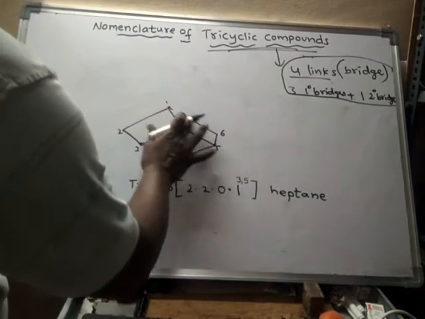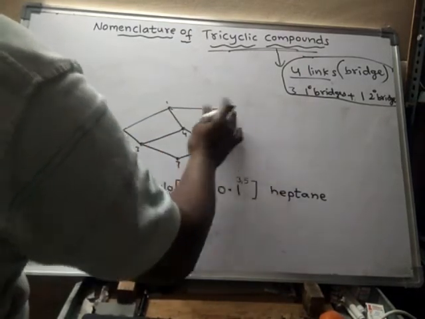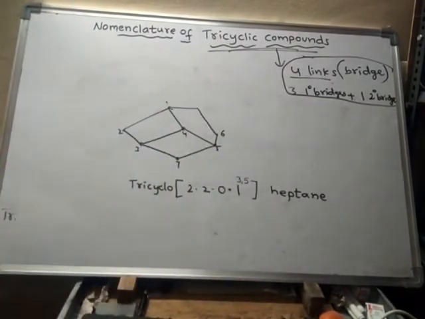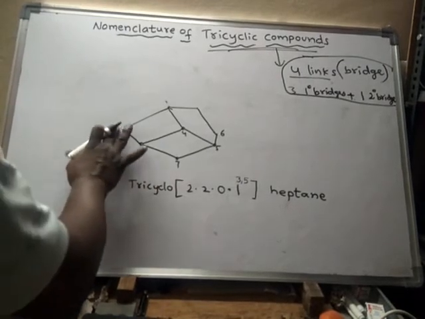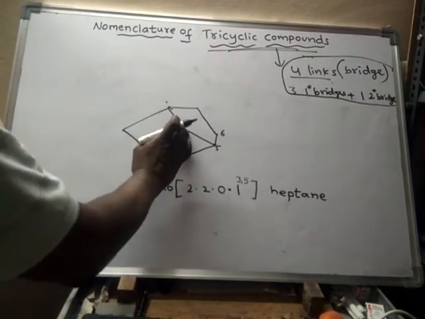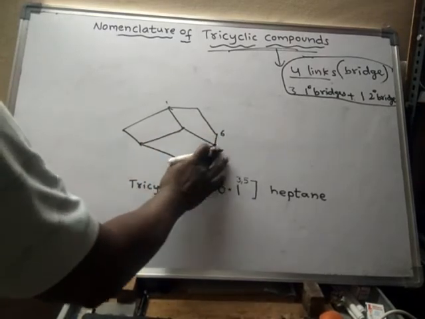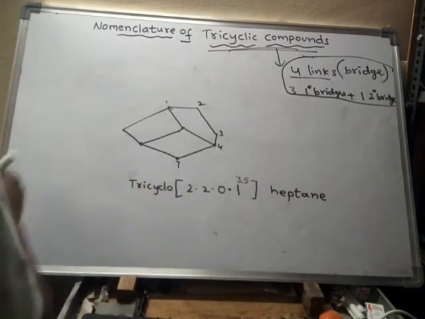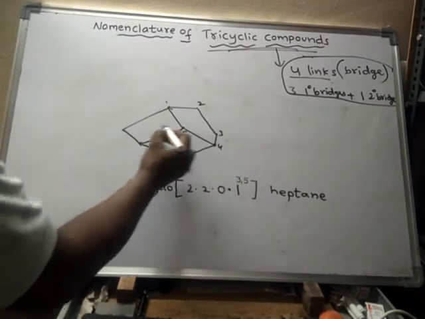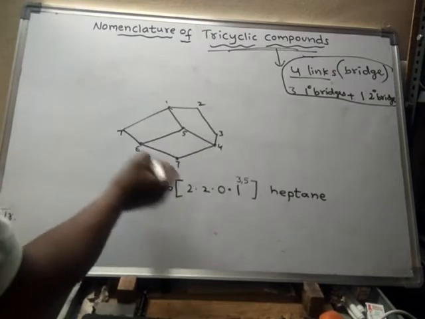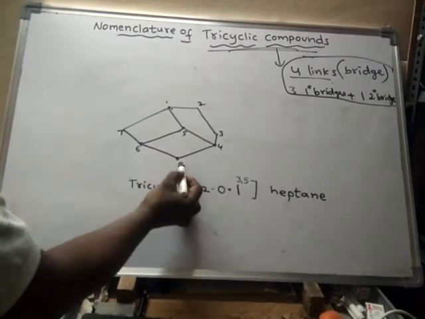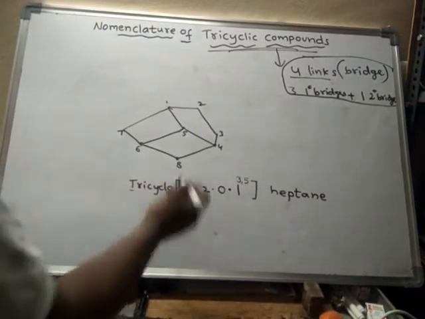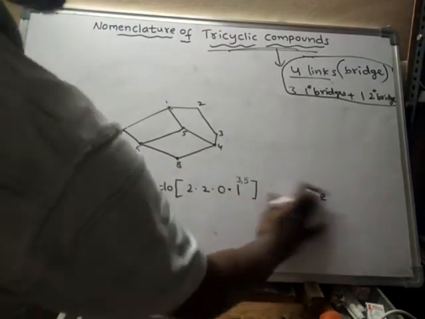Suppose this is the compound. If this is the compound, then how to give numbering? 1, 2, 3, 4, because this is the larger ring. So 4, 5, 6, 7. So this will become 8. So tricyclo, 8 carbons are there, hence it is octane.